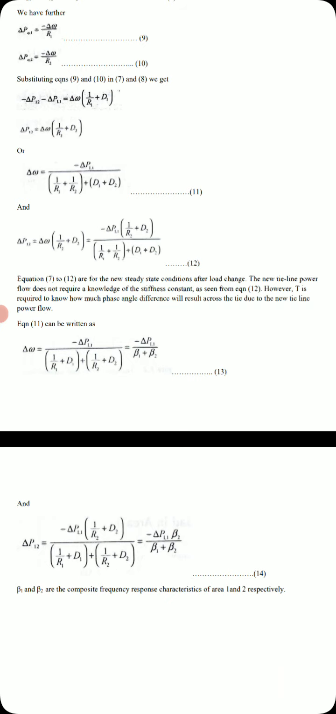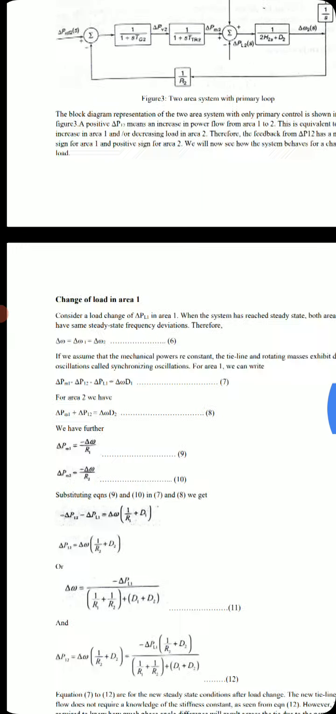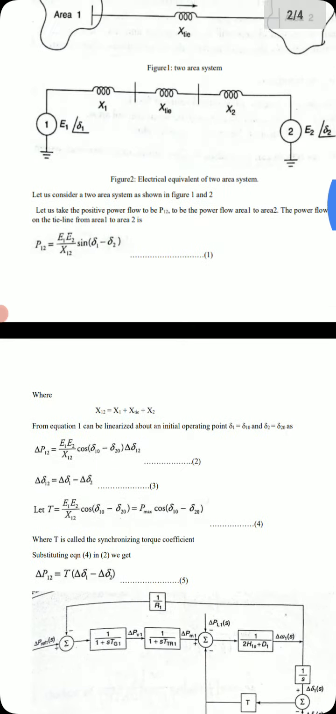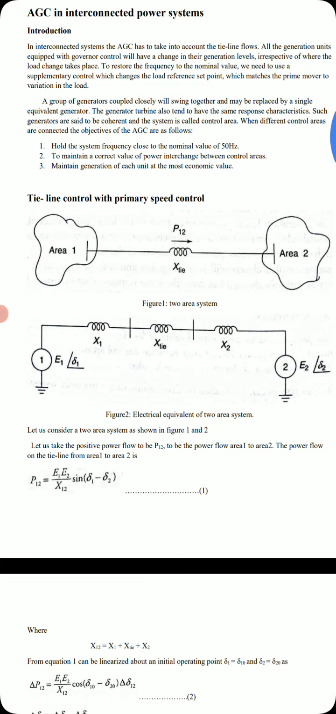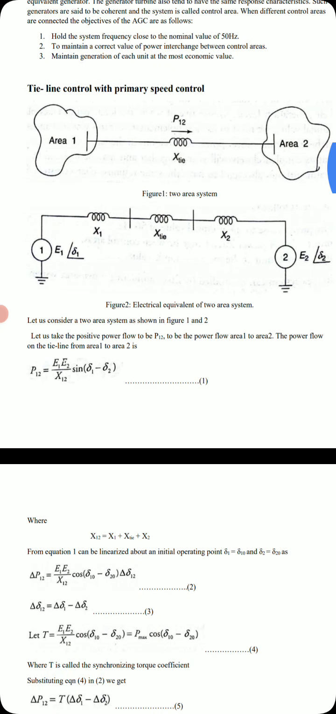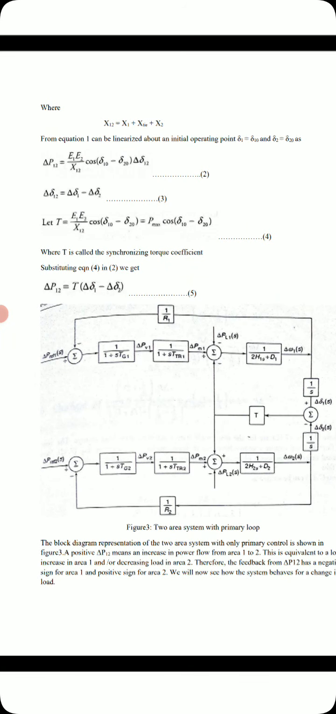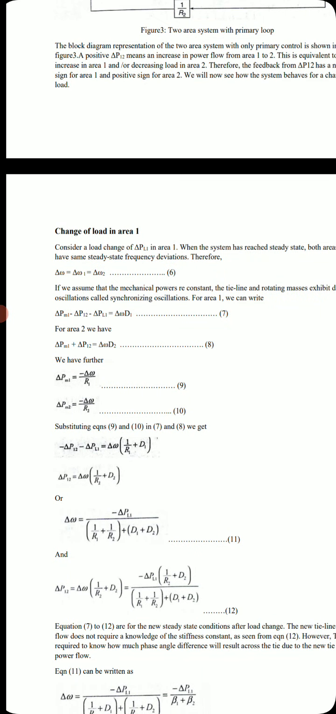So this is regarding the change in the load in area 1, what happens. In the next class we will see what happens with a change in area 2 and changes in both areas. For the time being, you have had a brief introduction to tie line control, how two areas are connected using a tie line, the electrical equivalent, the different equations, the two area system with primary loops block diagram, and some important equations regarding the change of load in area 1. If you find any difficulties you can ask me.